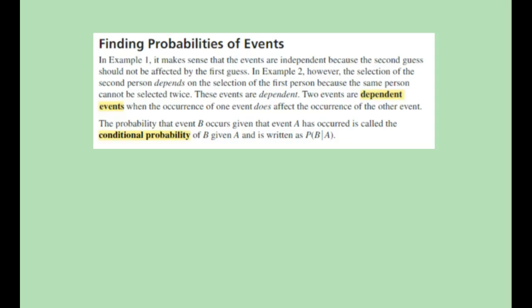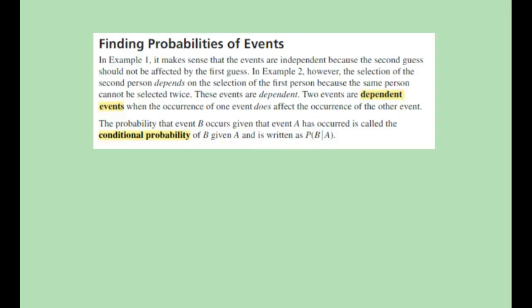So now we're looking at some other probabilities. Now we're looking at dependent events. This is when the occurrence of one event does affect the occurrence of the other event. With the girls that we were selecting earlier, if I select a girl for the first job, I only have 2 left to pick for the second position. So it does change what I'm looking at. The probability that event B occurs given that A has occurred is called the conditional probability of B given A. There's just a different way that I write it. I use the probability of B, and this line means given A.